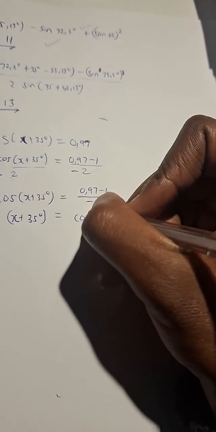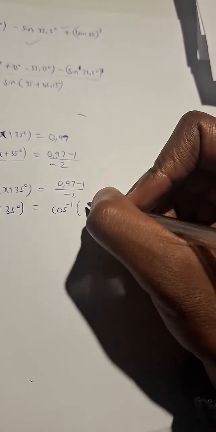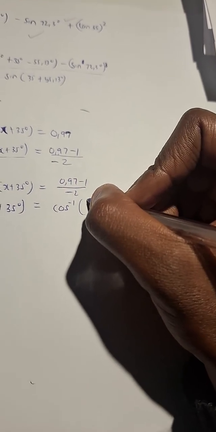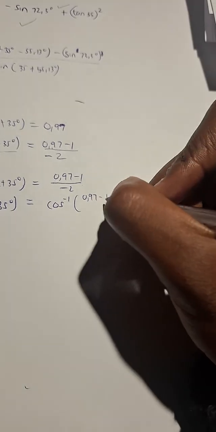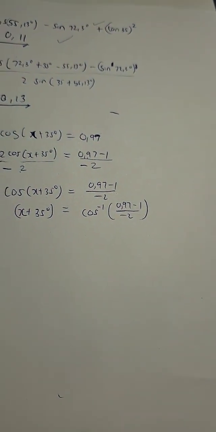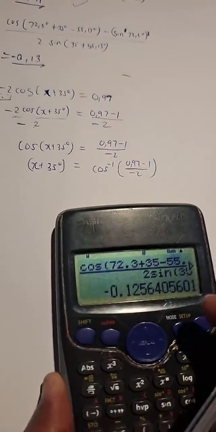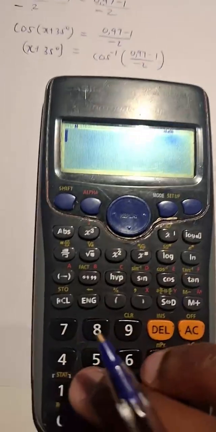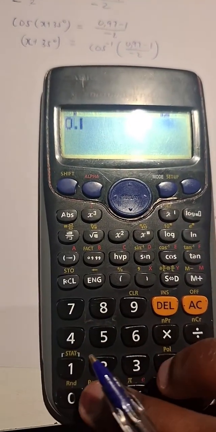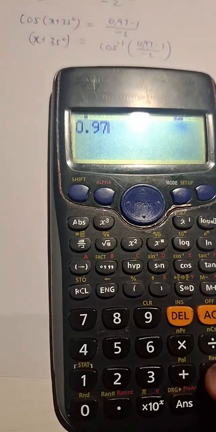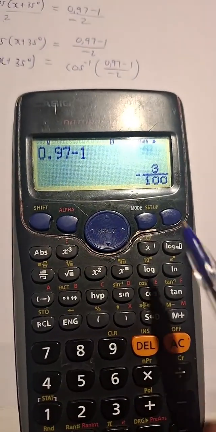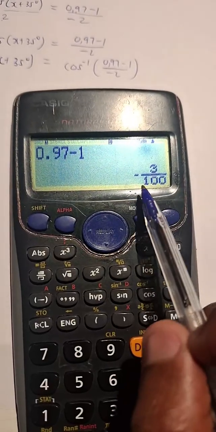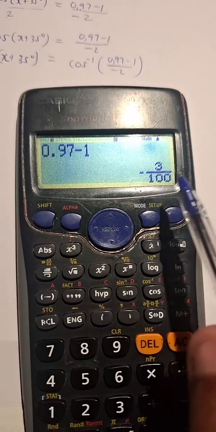We take arc cos on the other side. Okay. Now I'm going to simplify that thing. 0,97 minus 1. Okay. Then I divide that.